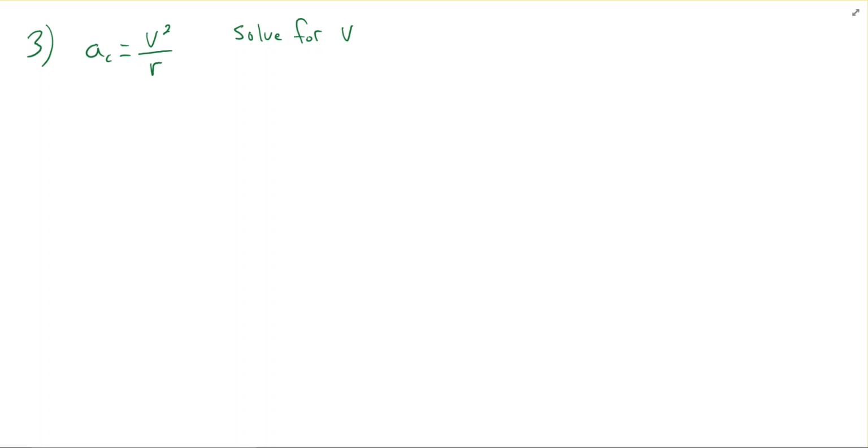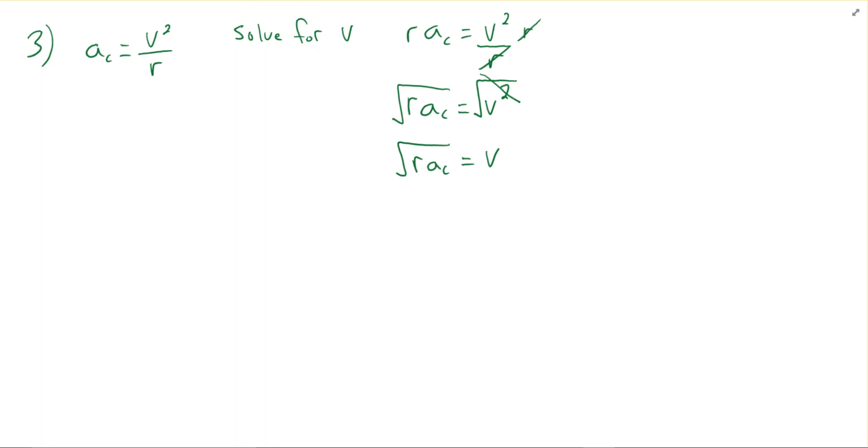So I'm going to let you guys pause it right now. So pause it now and solve for V. Okay, so now take a minute to check to see if you got the same answer that I did here, that V is equal to the square root of R times AC. All right, moving on to the next one.